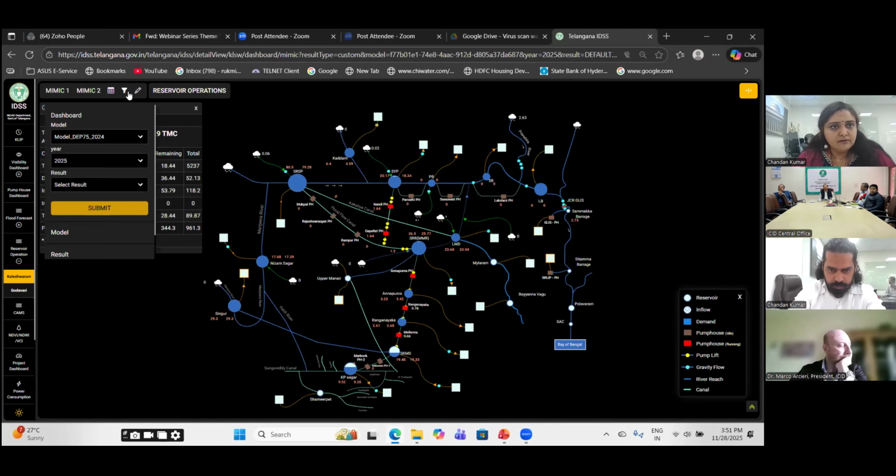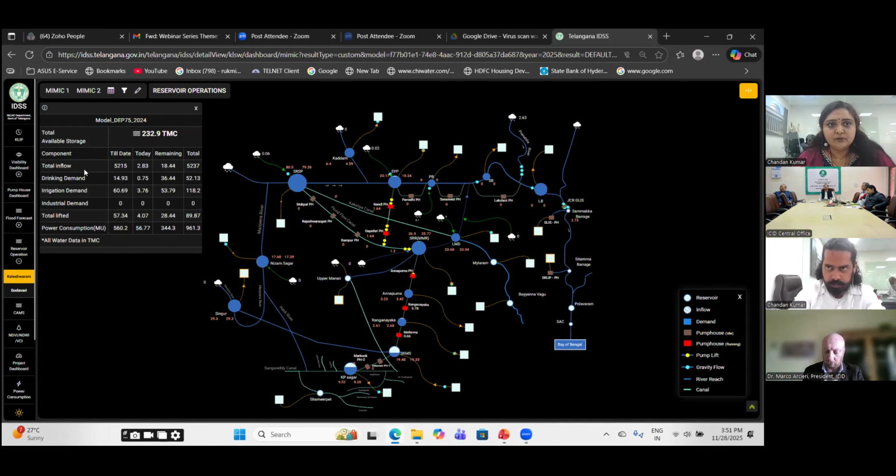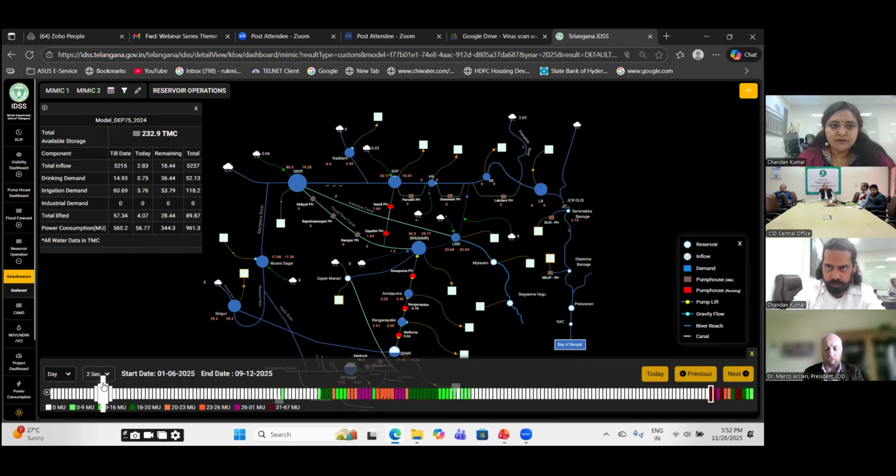So here we have this dashboard where you can select the year and the model which you want to run, and we are going to get the results, and finally we are going to get the demand which is given by the end user, and how much power can be consumed can also be shown. So see here, for every 2 seconds, if we are running the model, the power which can be consumed is being calculated.